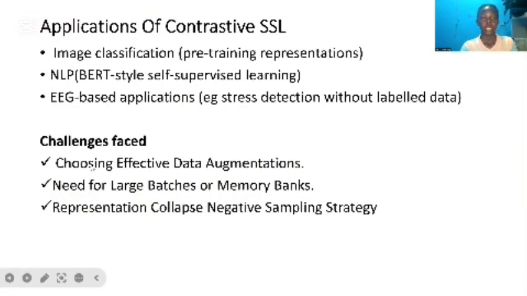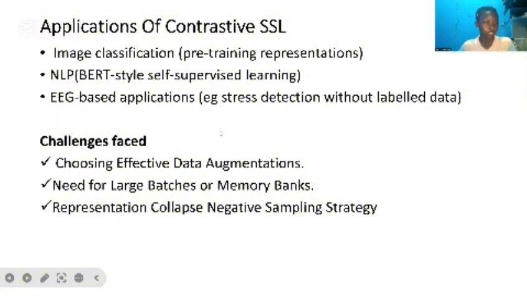So finally, for the last slide, I want to take you through the applications of contrastive self-supervised learning. It's used in image classification for pre-training representations, and it's used in natural language processing through BERT-style self-supervised learning. It's also used in EEG-based applications, for example, stress detection without label data. EEG basically means EEG signals, processing based on signals. So it doesn't use label data for those.